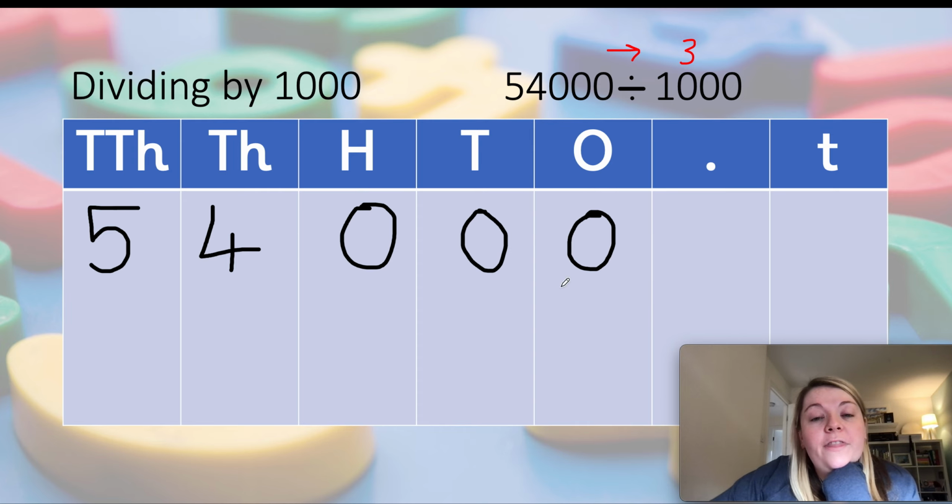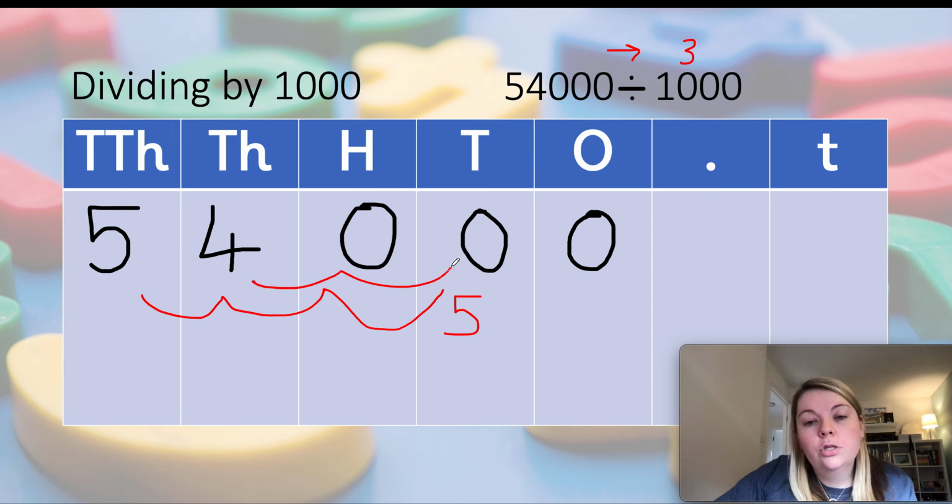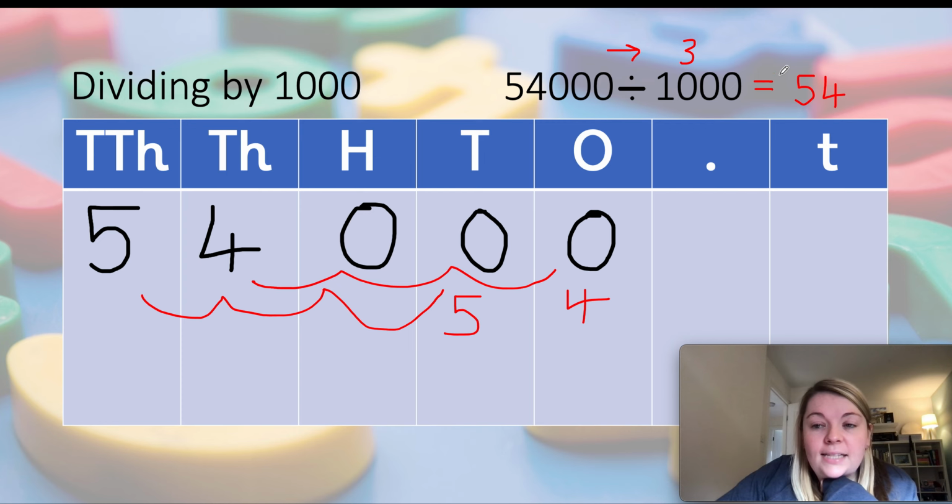So 54,000, my 5 moves 1, 2, 3 place value columns to here. My 4 moves 1, 2, 3 place value columns to my ones. And my zeros is just going to be 0.000, so I don't need to worry about them. So 54,000 divided by 1,000 equals 54. Okay?